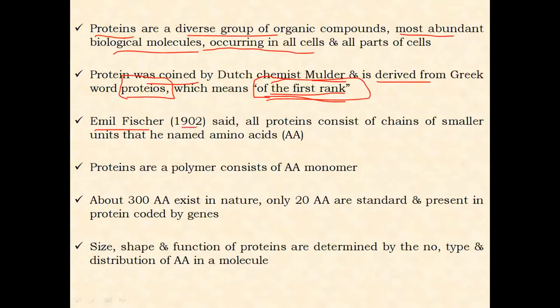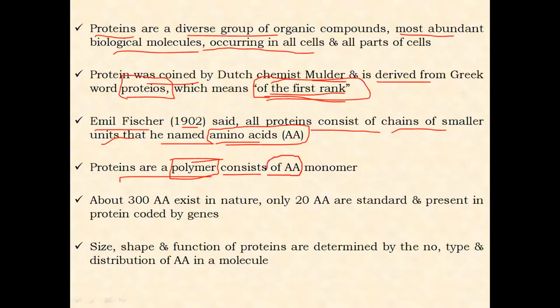Emil Fischer in 1902 said that all proteins consist of chains of smaller units, and he named them amino acids. So he said that proteins consist of smaller chains of amino acids. Proteins are also a polymer like carbohydrates and nucleic acids, and they consist of smaller units known as amino acids as monomers. So a polymer consists of monomers. Protein is a polymer which consists of amino acids as monomers.